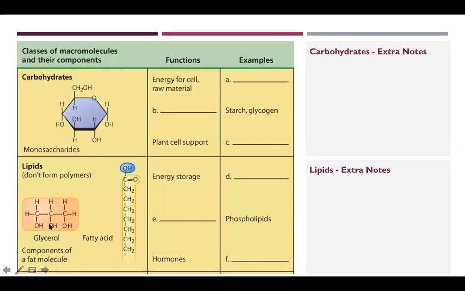Okay, so for the last activity, hopefully on your sheets you have this. I'm going to break you into groups and get you to think about what you've learned and try to fill it in. And I'll post the answers after class. But I'll break you into groups and try to talk about the functions of each macromolecule and a few examples.